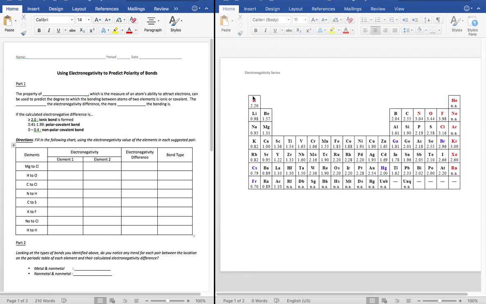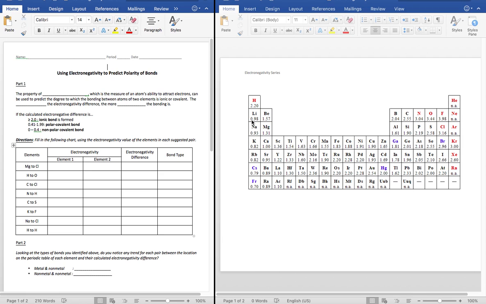Now, this periodic table looks a little bit different from the one that you've seen before. And notice that they have just a single value in each box. So hydrogen's 2.2. If you jump across, you'll notice that helium is actually NA, meaning not applicable, and I'm going to explain that in a second. And then if you keep going down, you have lithium, beryllium, boron, carbon, and so on.